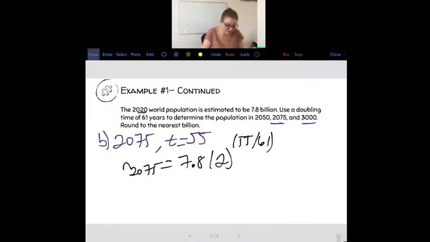If you're having trouble putting this into the calculator, as always, let me know and I'll be happy to take a look at what you're entering. So we get 14.57, so to the nearest billion would be 15 billion. If you're writing out 7.8 billion all the way, your calculator is probably giving you the answer in scientific notation, so make sure you put it into standard notation and then round from there.